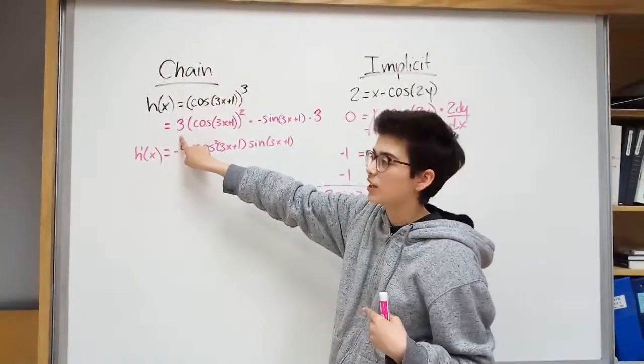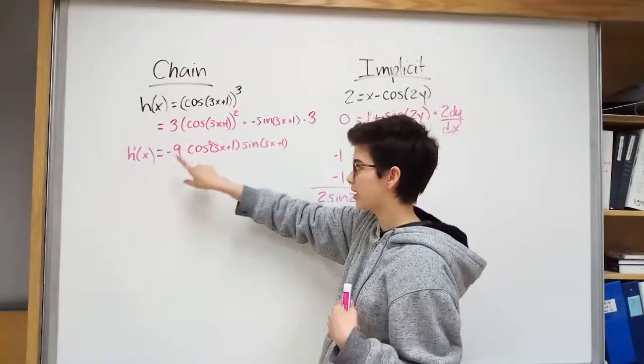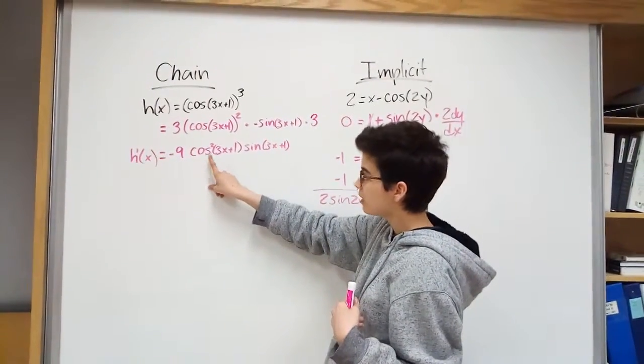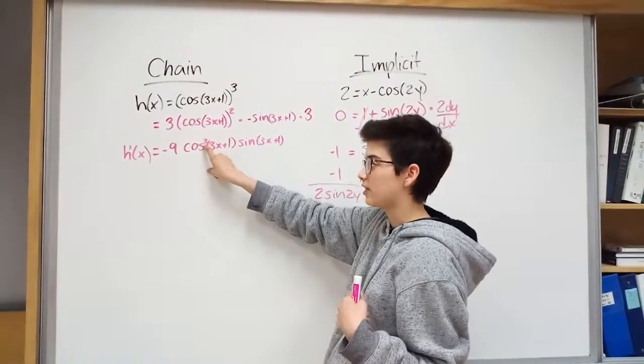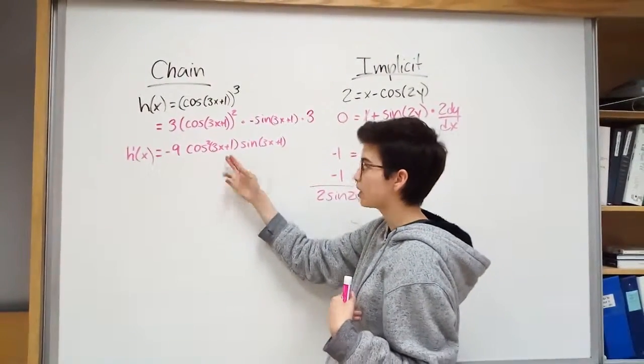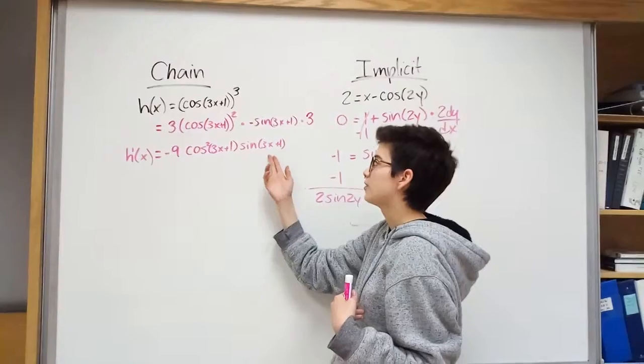Once I've done this, I can multiply the 3's and add this negative 1 here, and we get negative 9 cos squared. Because of the 2, I can just move it down there. It doesn't matter if it's on the outside or the inside. And then the inside the same, 3x plus 1, multiplied by sine 3x plus 1.